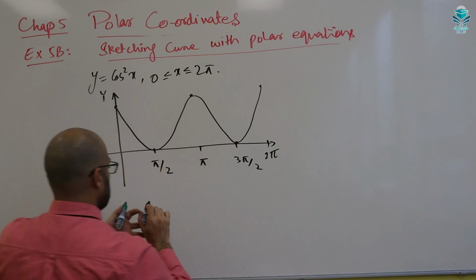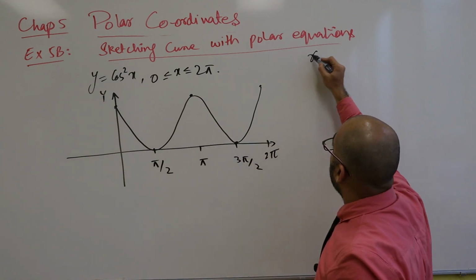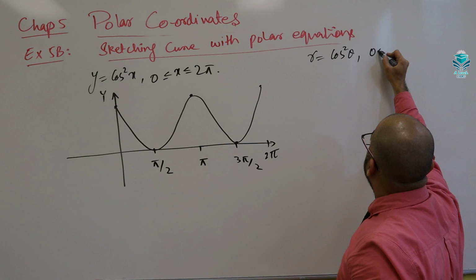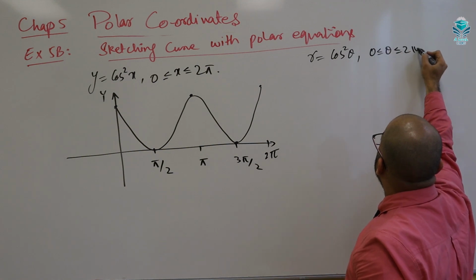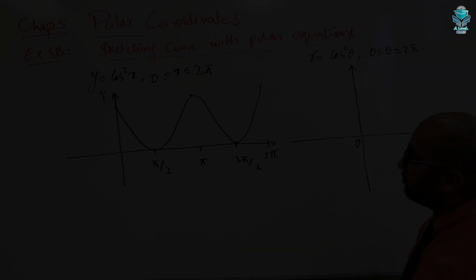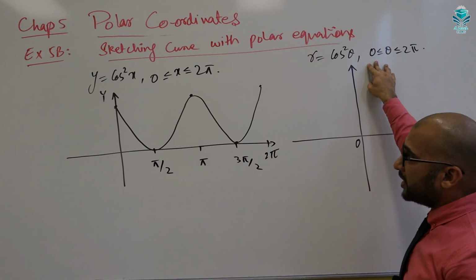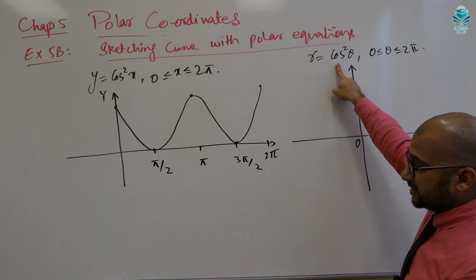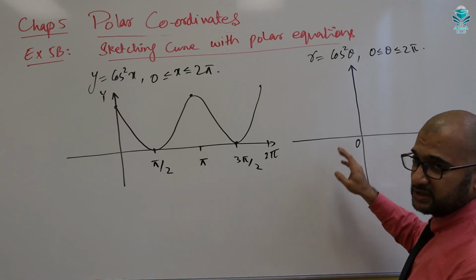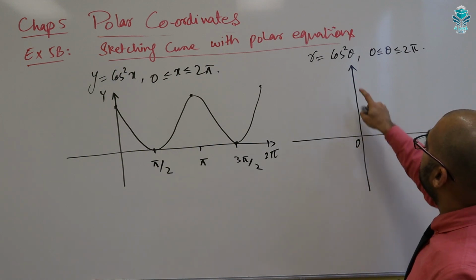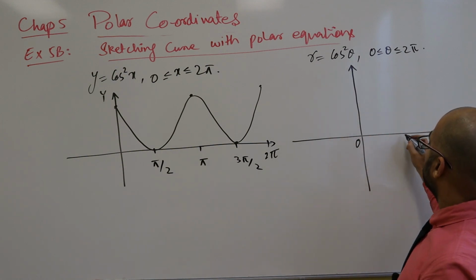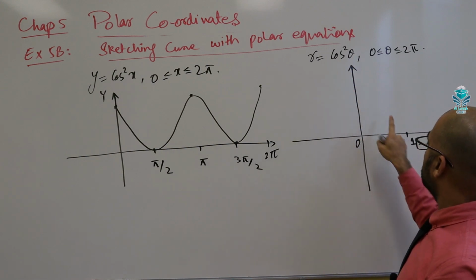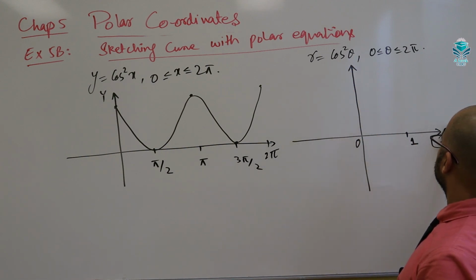But for the polar coordinate, let's say we draw the polar curve cos squared theta, where theta is between 0 to 2 pi. For polar sketching, we take r corresponding to the angle theta, and this is the initial axis, meaning the initial line. So corresponding to 0, we have r equal to 1. If you substitute 0, you will get r equal to 1. Here the angle is 0 degrees.